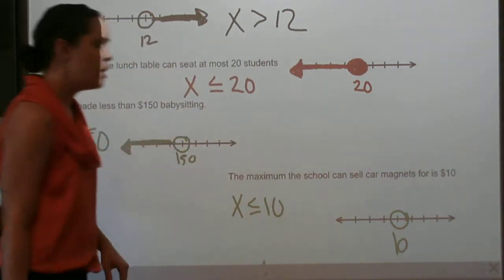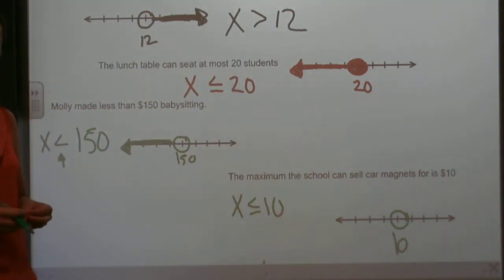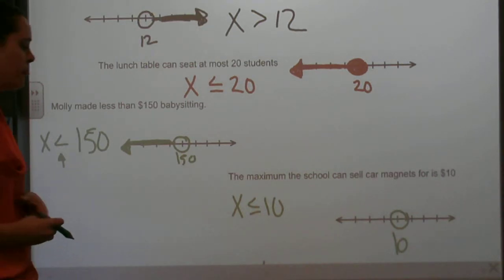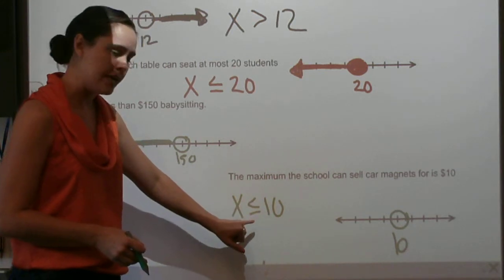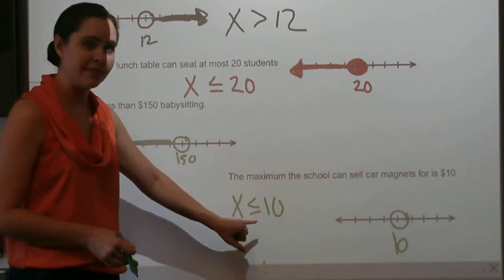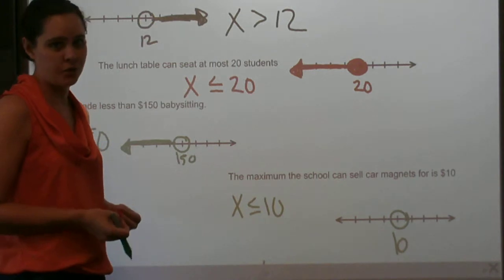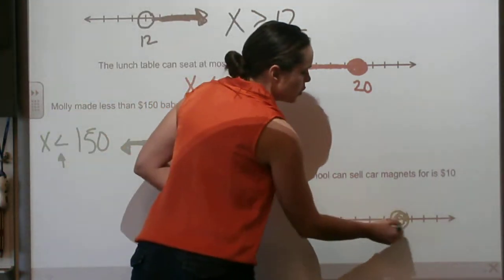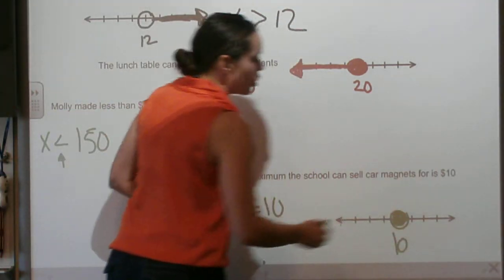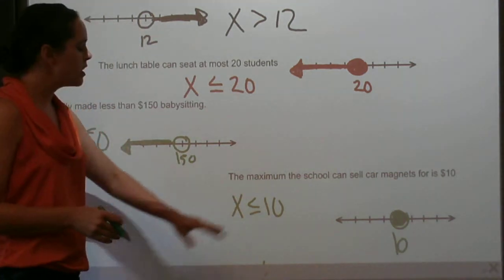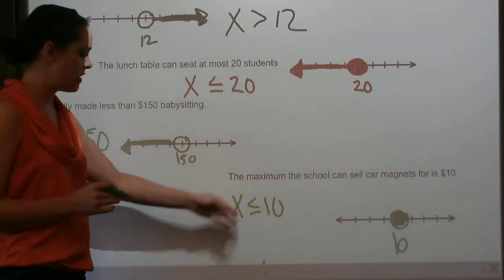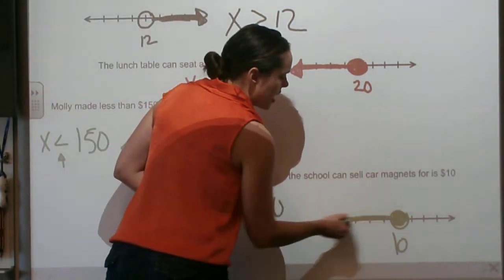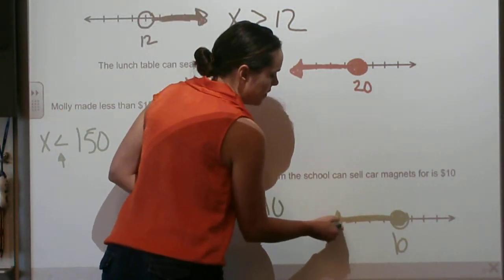So again, now we're looking at a less than or equal to, and our value on the number line is 10. Okay? The question is, what type of circle do we need, and in which direction are we going to shade our number line? So because this is X is less than or equal to 10, means that we could have 10. We could sell those magnets for $10. So we want to include the 10. So we shade in the circle. We could also sell the magnets for $9, $8, $7. So we're going to shade in our number line this way.